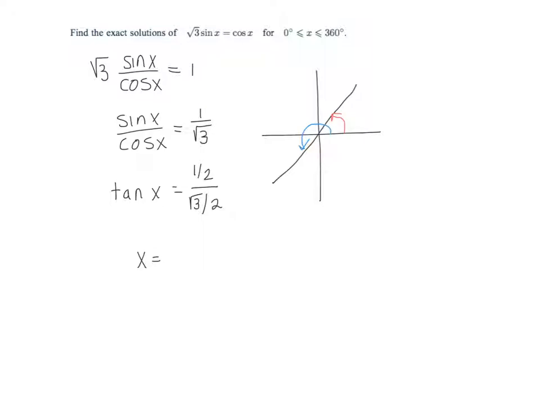Find the exact solutions of root 3 sine of x is equal to cosine of x for the given domain from 0 to 360 degrees. When you are given a domain in degrees, your answer should also be in degrees. Now let's solve for x by dividing by cosine on both sides. So you get root 3 sine of x over cosine of x is equal to 1. Then you're going to divide by root 3 on both sides. So you get sine of x over cosine of x is equal to 1 over square root of 3.